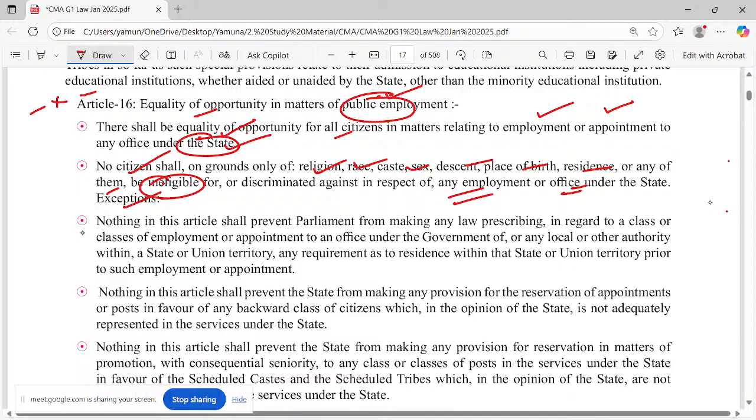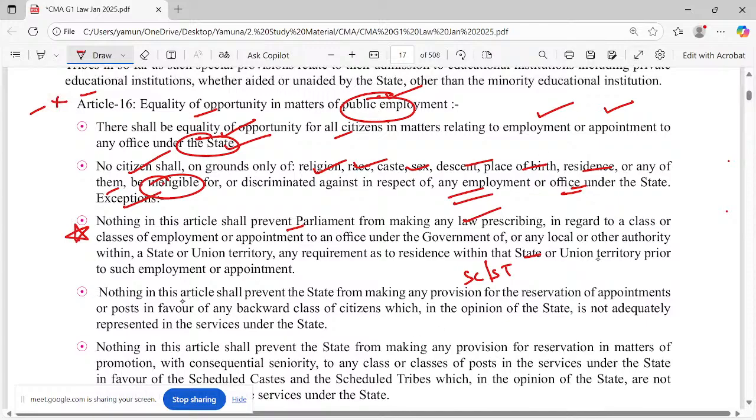And nothing in this article, I request you to highlight, shall prevent Parliament from making any law, probably for the scheduled caste or scheduled tribe. There may be a specific category or quota of employment given for them. Scholarships for education are given. So within that state or union territory, it might be given.